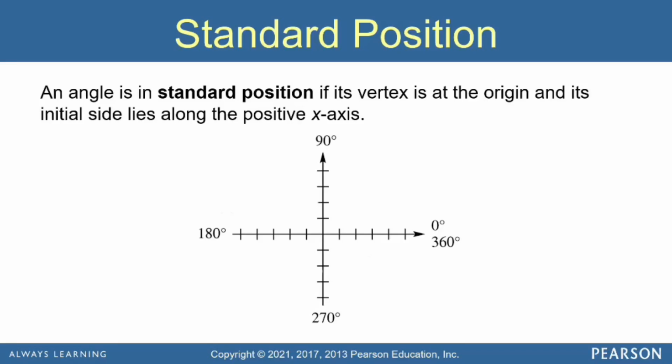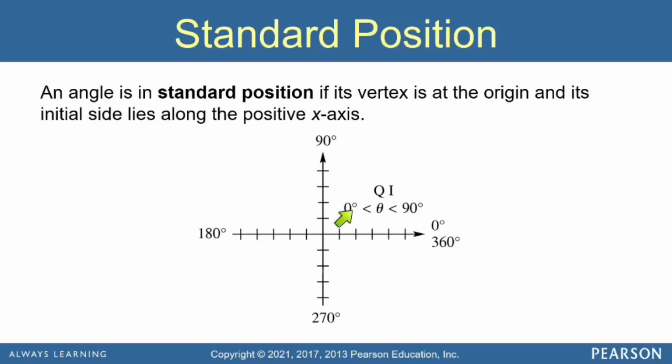Now let's talk about standard position. An angle is in standard position if its vertex is at the origin and its initial side lies along the positive x-axis. And then the terminal side can just fall wherever the terminal side falls. It might be here, or it might be here, or it might be here. It could fall in any quadrant.